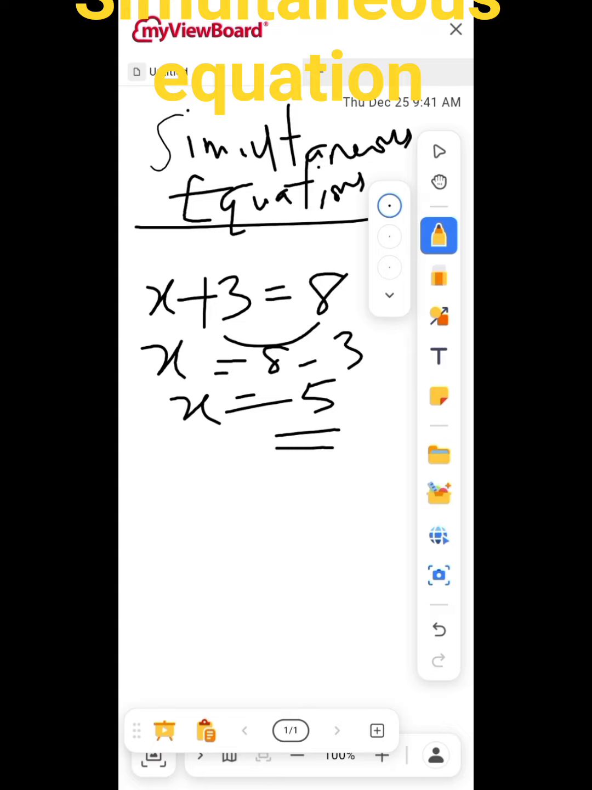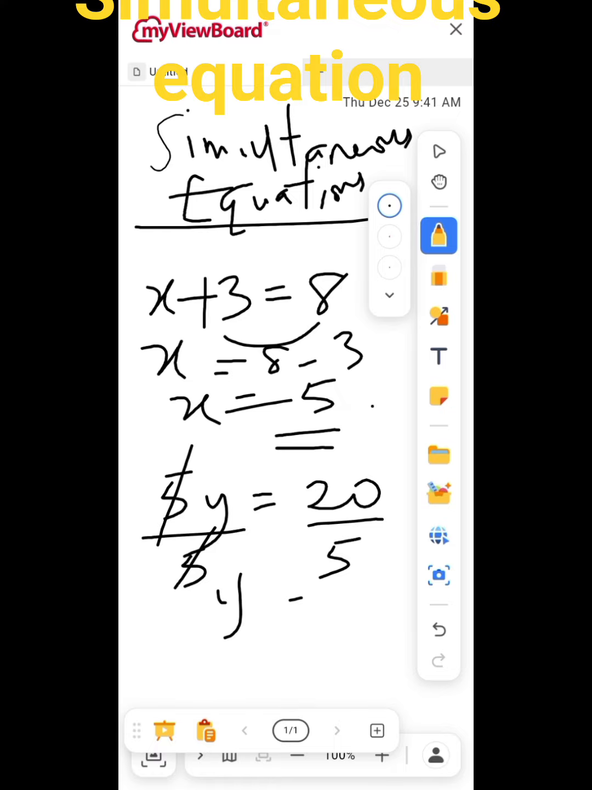This is a linear equation. Most ones that we have seen so far are something like this: 5y equals 20. You divide both sides by 5. You get your y equals 4.